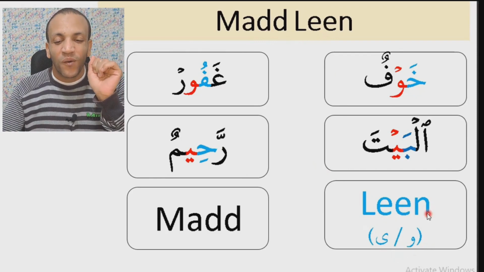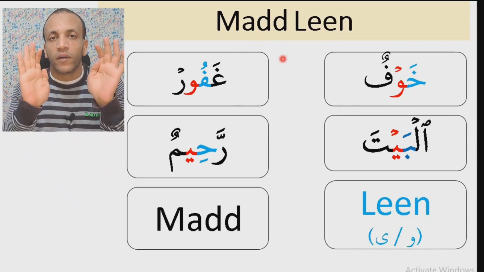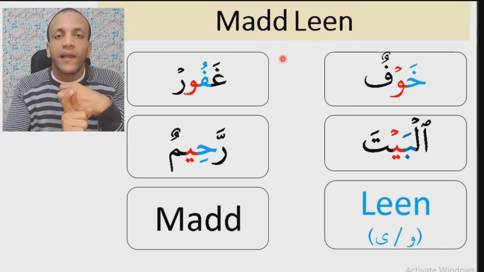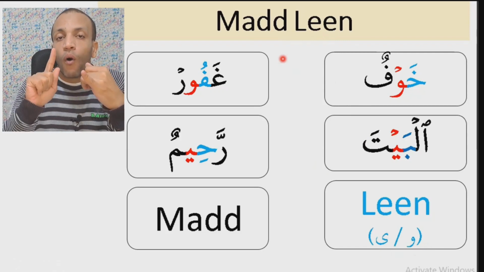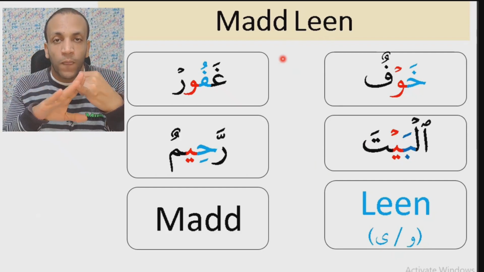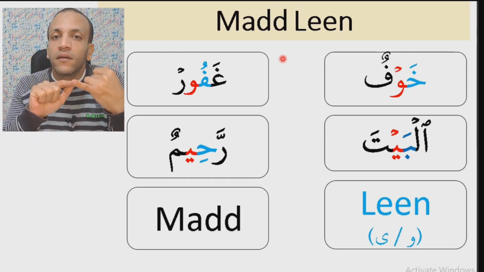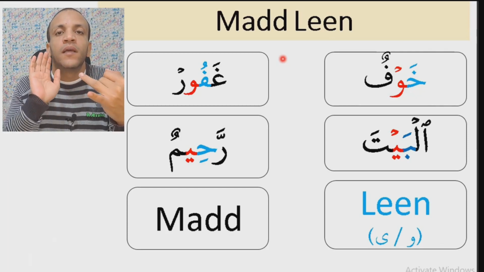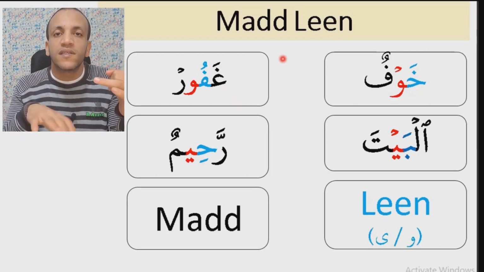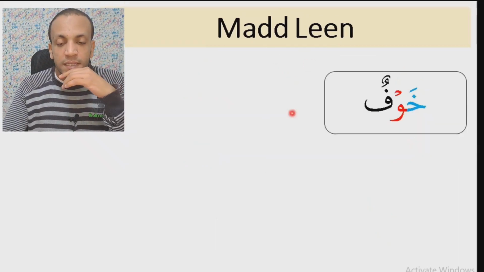So, Madd Leen can be applied when you find a word where the penultimate letter is a letter of Leen, the letter Waw or the letter Ya preceded with the vowel Fatha. This is the first condition to apply Madd Leen. The penultimate letter must be a letter of Leen. And in case you stop recitation after this word, or you pause recitation after this word, let's take an example so it will be easier.